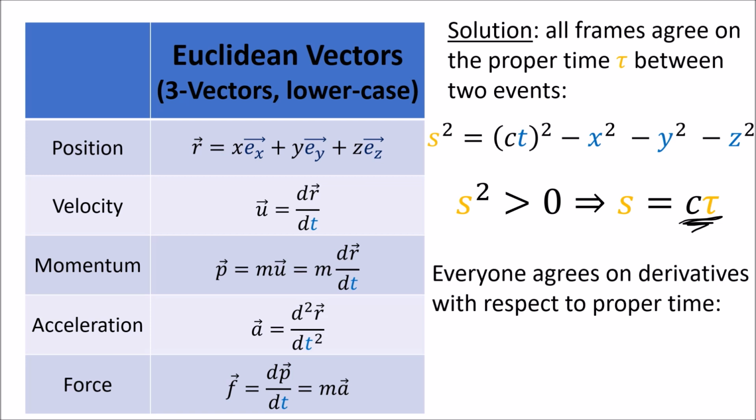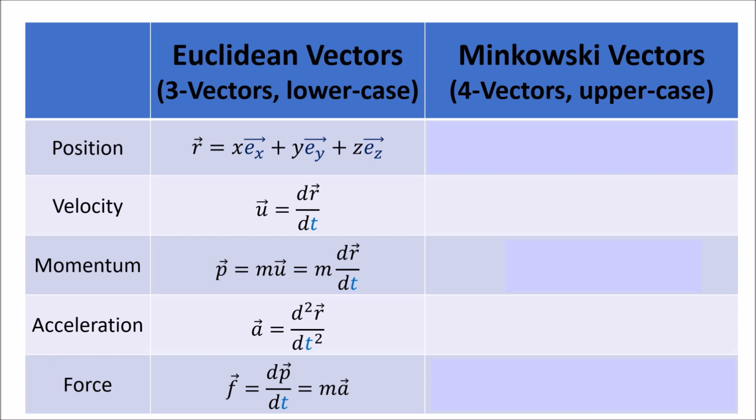Since all frames agree on the proper time tau between two events, they will also agree on derivatives with respect to tau. We can now define Minkowski vectors, or 4 vectors, which are denoted with big capital letters, using derivatives with respect to proper time tau.